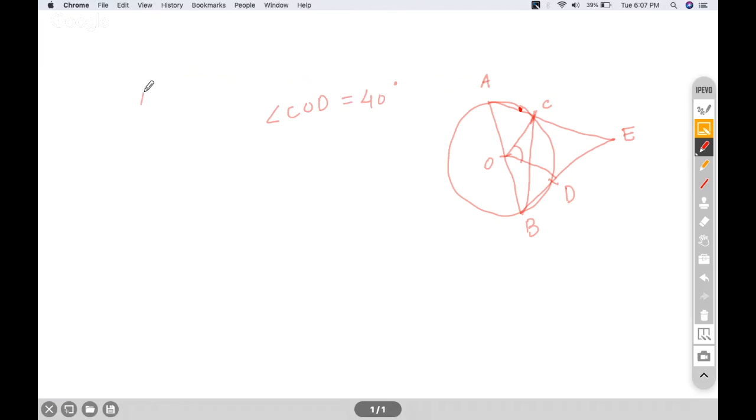So what has been given to you? It has been given to you that AB is a diameter. The second thing which has been given is that O is the circle's center. AC and BD are produced to meet at E, which can be seen over here, and angle COD is equal to 40 degrees. You find angle CED.